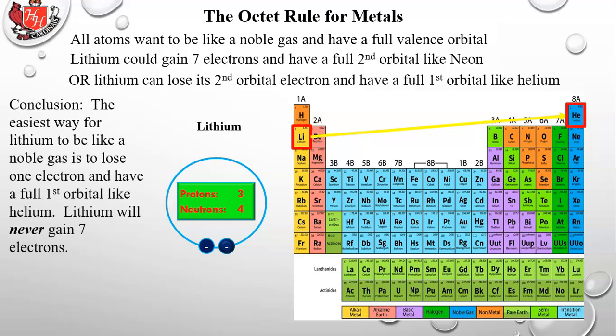So the conclusion: the easiest way for lithium to be like a noble gas is to lose one electron and have a full first orbital, like helium. Lithium will never gain 7 electrons, but it will very easily lose an electron, so now it has a full valence orbital. Its valence orbital is now its first orbital.